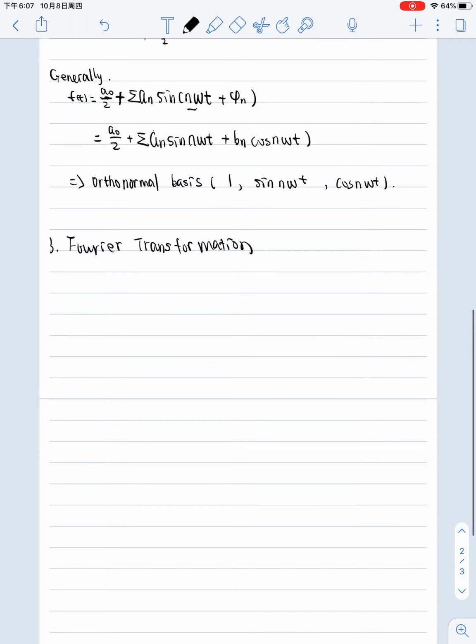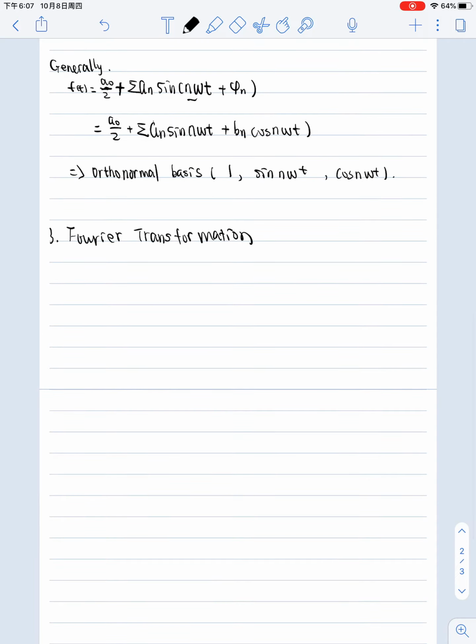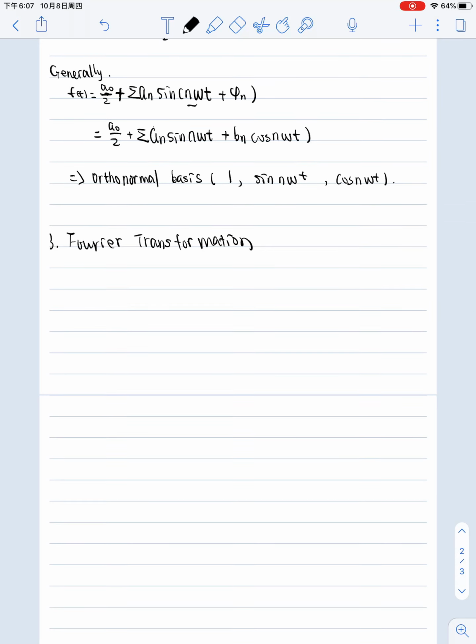First we need to go to the orthonormal basis. For the Fourier transformation, it means first we need to define the orthonormal basis, and use the orthonormal basis to express everything in this case.